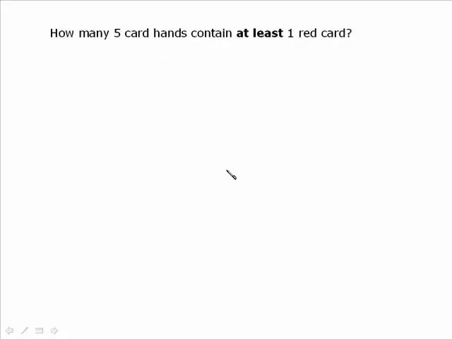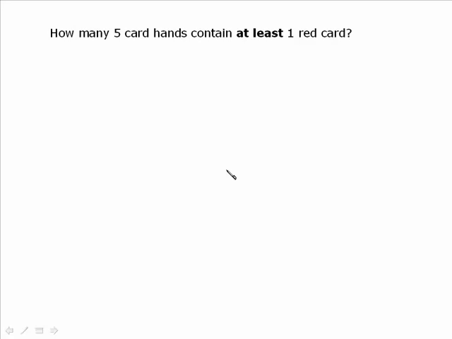This lesson is on combinations, but more advanced questions, or at least variations of the questions that we were looking at in the previous lesson. A lot more algebra as well, you'll see. Now to start off, question that we saw variations of yesterday, how many 5-card hands contain at least one red card?